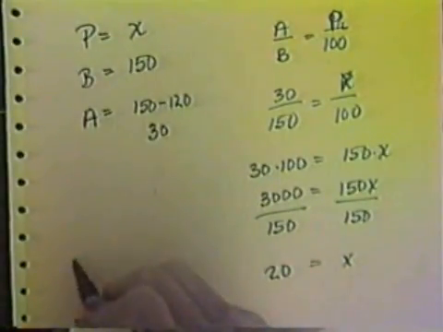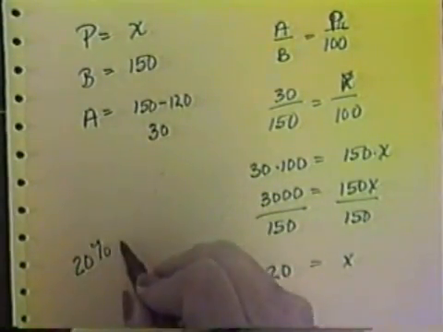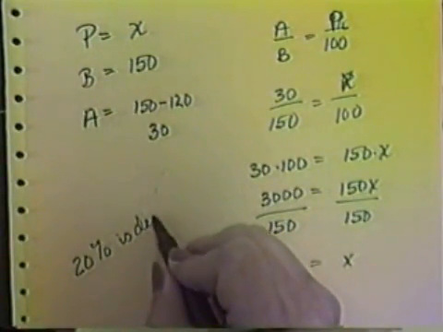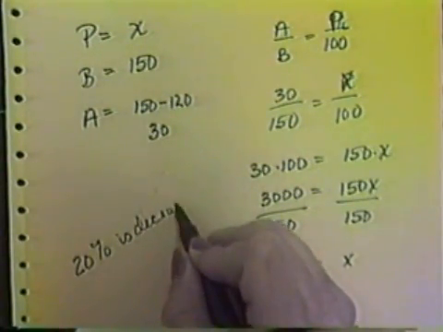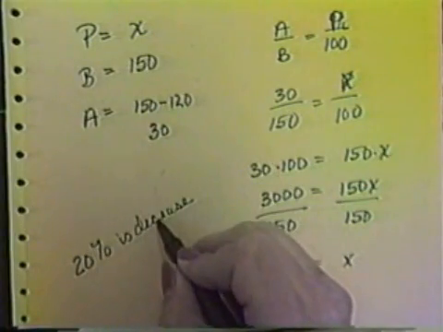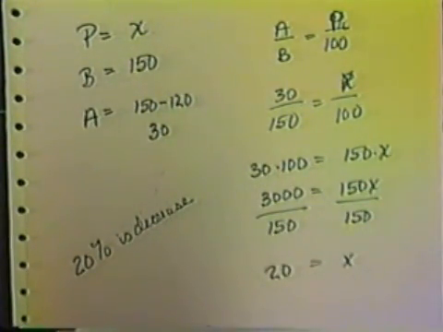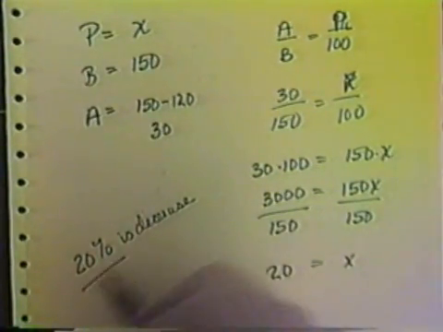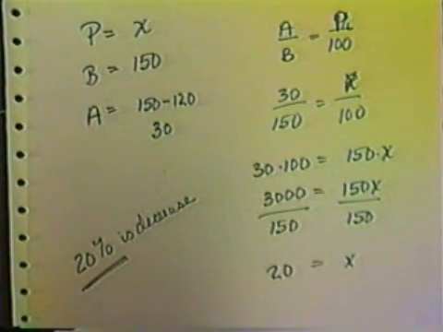So that means that 20% is the percent of decrease. Left out my R. Okay, 20% is the amount of decrease. It's the percent decrease in car sales. So they went down 20%.